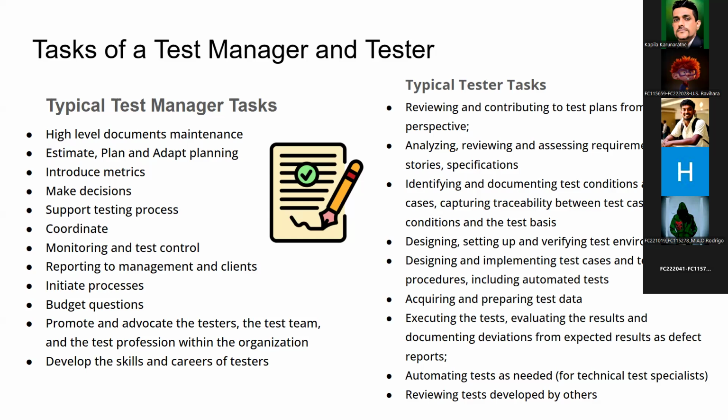They have to review and contribute to the test plan, review the stories, identify test cases, and write the test cases. They have to set up the environment, do the test execution, prepare test data, report the defects, automate the tests, and review tests done by other QA engineers. All those things are part of engineering work. Basically, designing, writing, developing, generating, reviewing, and executing are all part of the engineer or senior engineer's work.